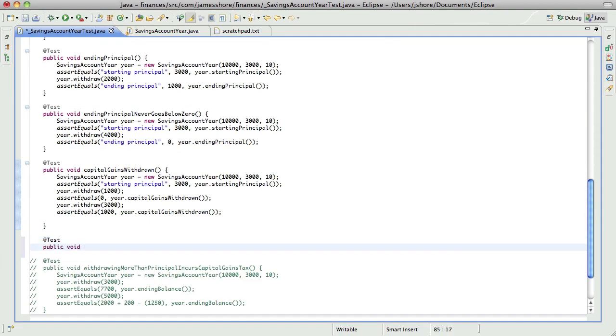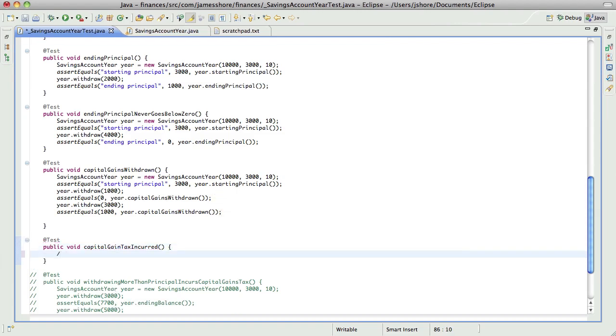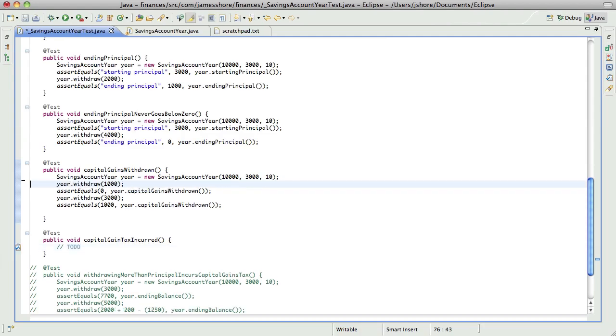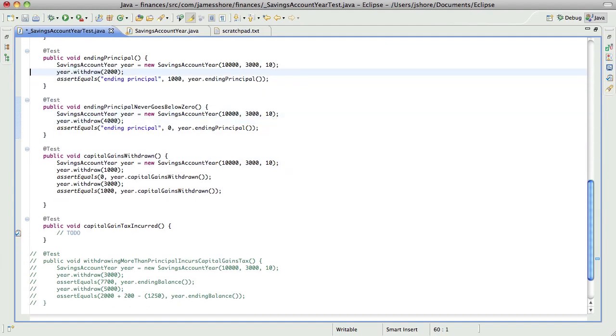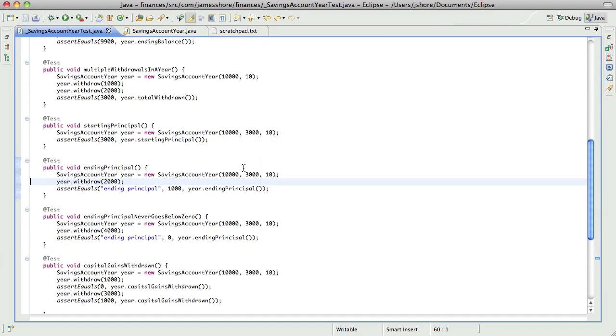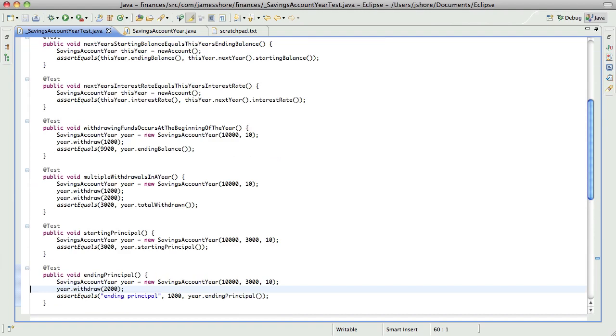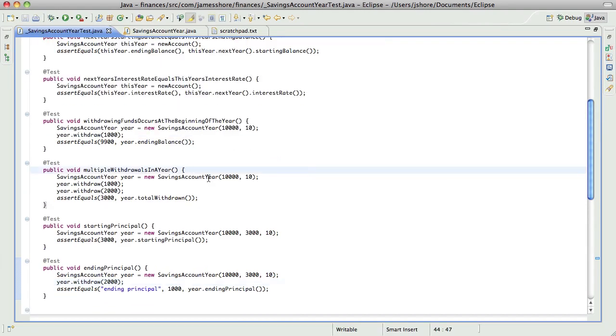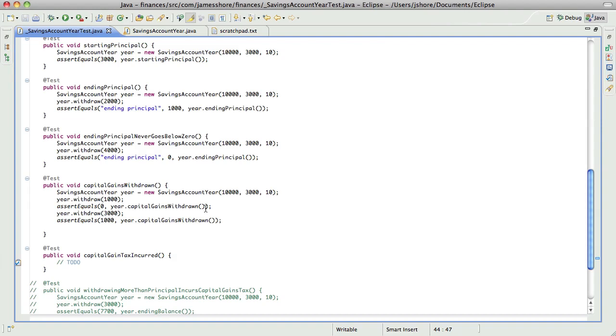I think we can actually implement the capital gains tax. Let's do it this way. Capital gains tax incurred. Oh, before I do that, sorry, I just have to clean up this code. Now that I've switched over to starting principal, I don't need to declare starting principal all the time because it's right there. I am going to have to come back through this and look at the test a little more closely.